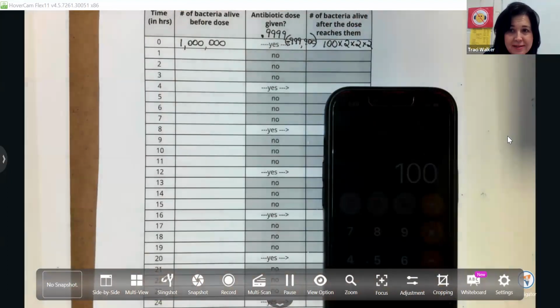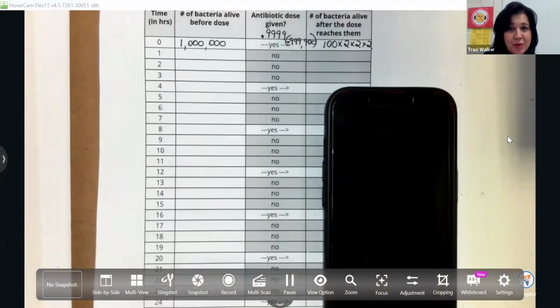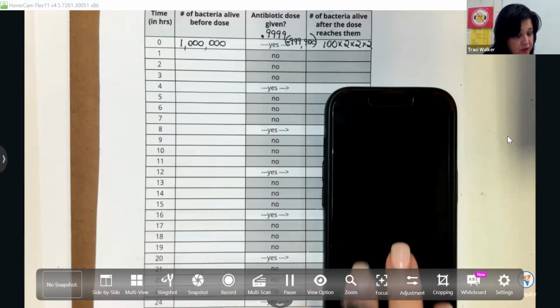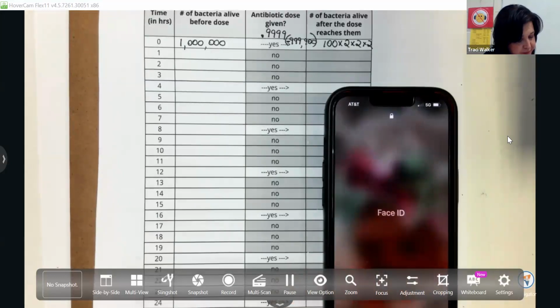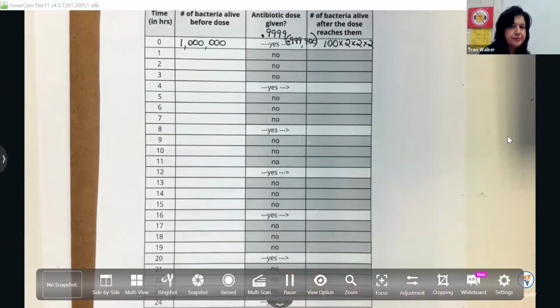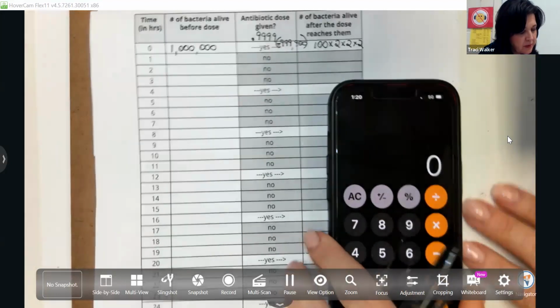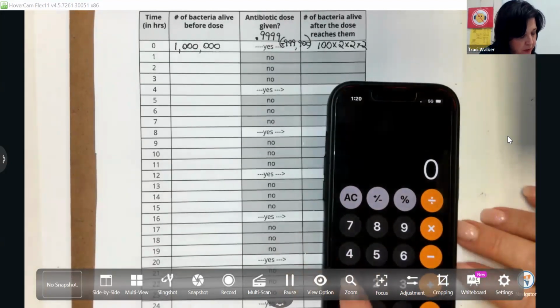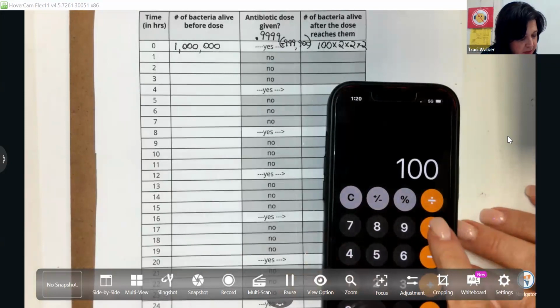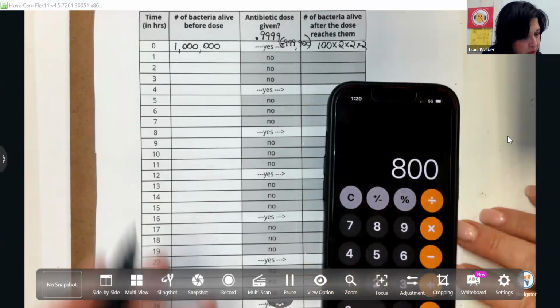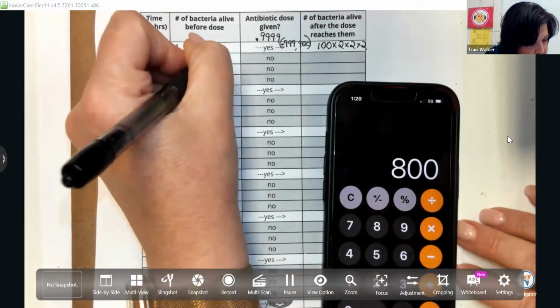every 20 minutes. So 20, 40, 60, 3 times. So 100 times 2 times 2 times 2. And so in 1 hour, we have 100, but they're going to replicate every 20 minutes. So in 1 hour, we're going to have 800 bacteria.